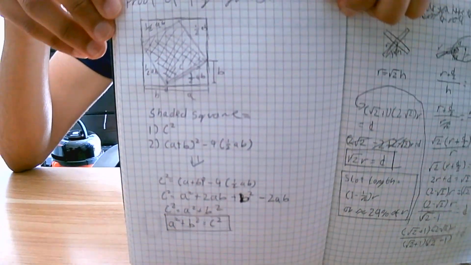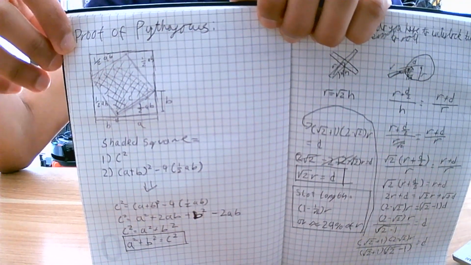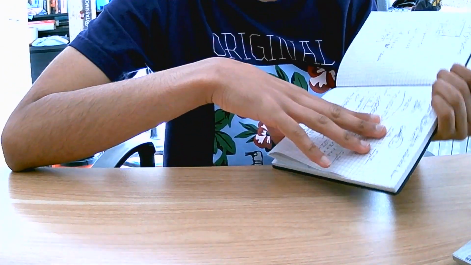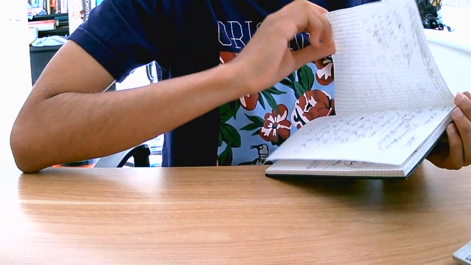This is a proof of the Pythagorean theorem. And what is this, just a repeat of before? Yeah, this is just a repeat of before as well.